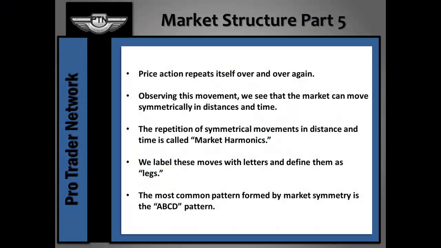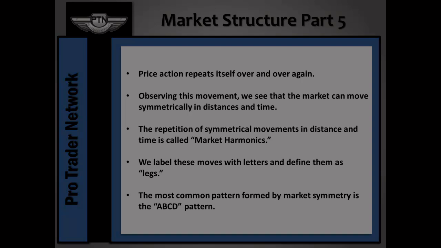As we looked at, traders, in part 4, we know that price action repeats itself over and over again, and when we observe this movement, we see that the market can move symmetrically both in distance and in time. We call this repetition of symmetry market harmonics. We label these moves with letters and define them as legs, and as we previously discussed, the most common pattern that we observe and that we label is called the ABCD pattern.